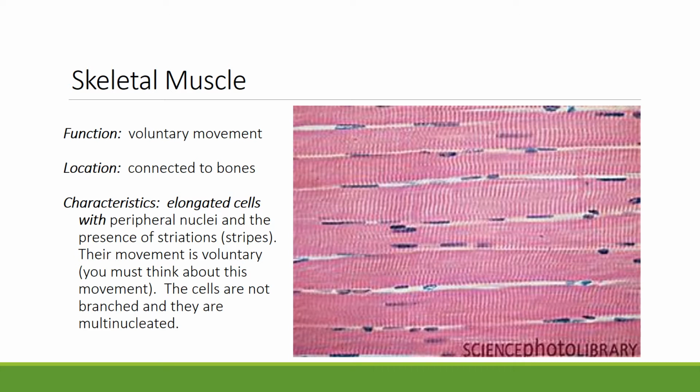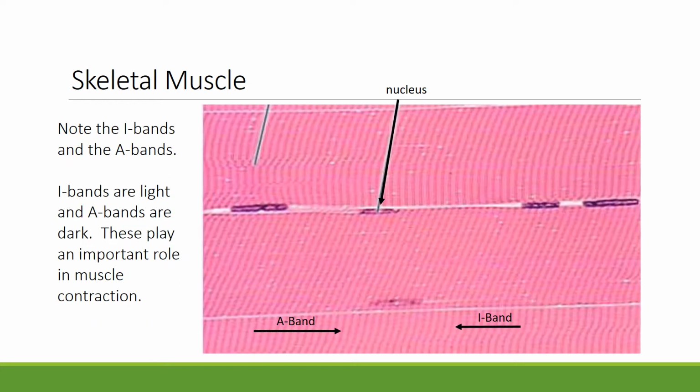Skeletal muscle has elongated cells with peripheral nuclei, that means at the edge, and the presence of striations or stripes. Their movement is voluntary, and you must think about this to make the movement occur. The cells are not branched, and they are multinucleated. In this slide, you can see the presence of I bands and A bands, as well as the flattened peripheral nucleus. The I bands are light, and the A bands are dark. These two bands play a very important role in muscle contraction.